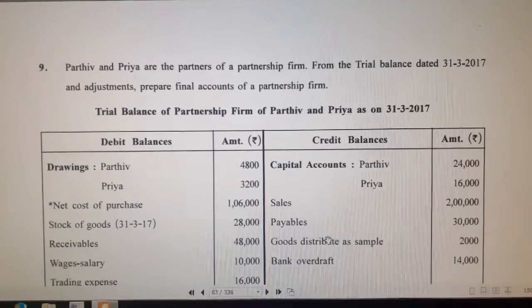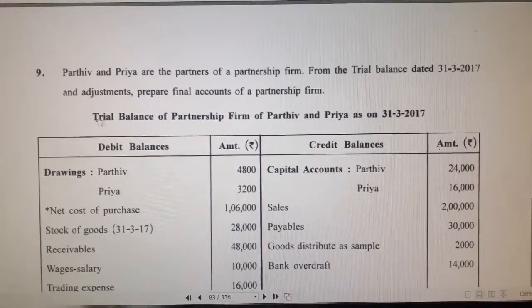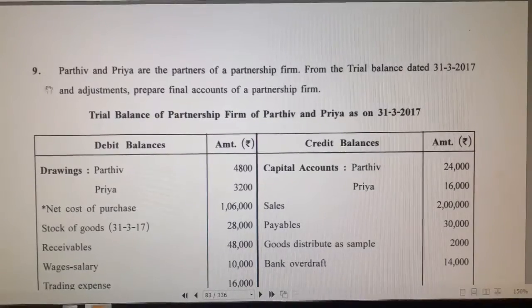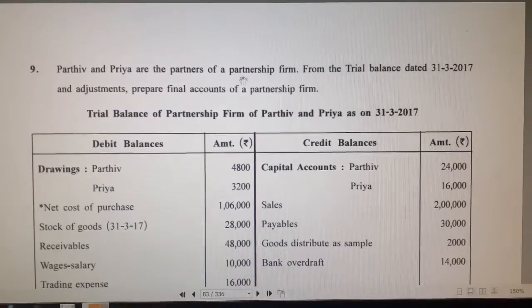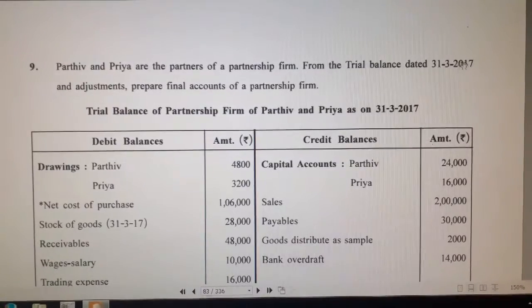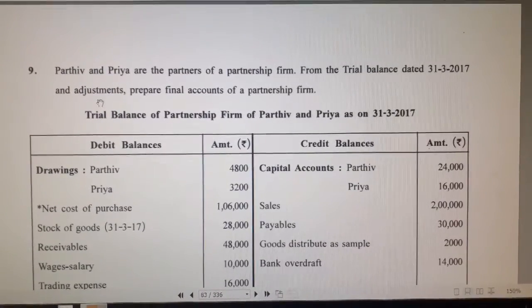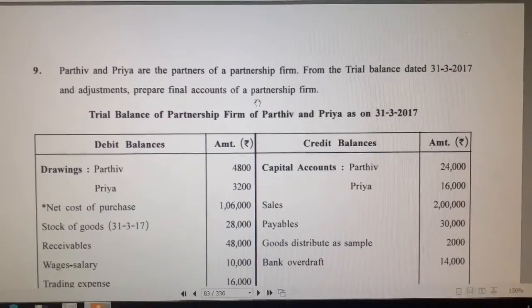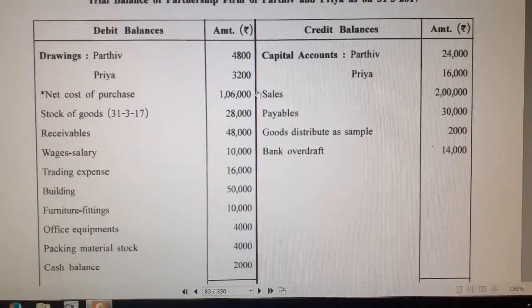Hello students, today I am going to move with sum number 9 of your exercise. Let me start quickly. Parthiv and Priya are the partners of a partnership firm. From the trial balance as on 31st March 2017 as well as adjustments, prepare final accounts of the partnership firm. Going with the trial balance quickly.